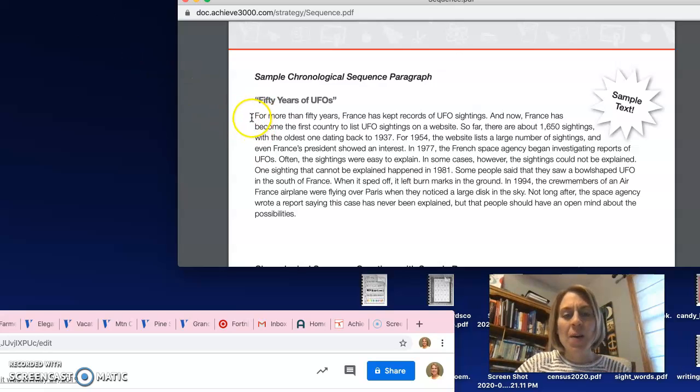If you look at this very short paragraph, you can probably tell right away why it counts as chronological. You can see some dates, which is a pretty good indication. We see 1937, 1954, 1977, 81, and then 1994. There are also other time words in here. We see things like not long after. At the top, we have for more than 50 years. So those are some key indicators that this is going to be sequential, or in chronological order, time order.